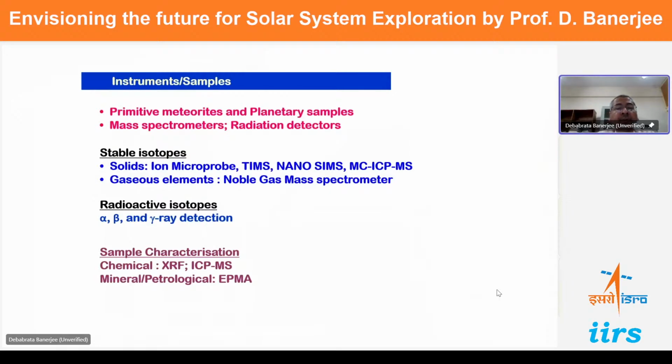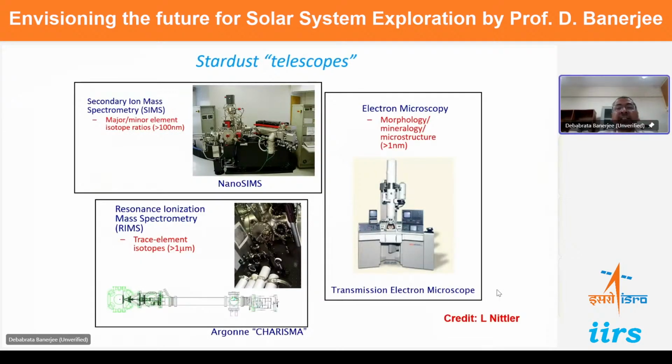Then for isotopes, you can have detectors, basically a gamma ray detector, a beta alpha detector. So some examples, okay? These are called stardust telescopes, and because they can be used to study stardust, pre-solar grains, okay? So you can see a picture of a NanoSIMS, and PRL, where I belong to, has a NanoSIMS. And this is used for measuring major or minor element ratios, and at a higher scale than an ion probe.